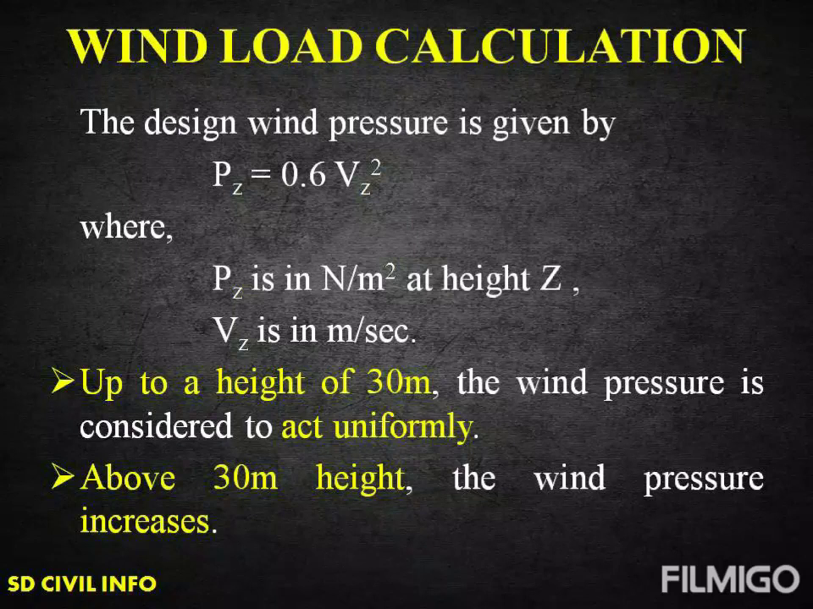And now, to get the design wind pressure Pz, the following expression can be used. The design wind pressure is equal to 0.6 Vz square, where Pz is in Newton per meter square at the height Z and Vz is in meter per second. Now, the wind pressure is considered to act uniformly up to a height of 30 meter, and above 30 meter height, the wind pressure increases.